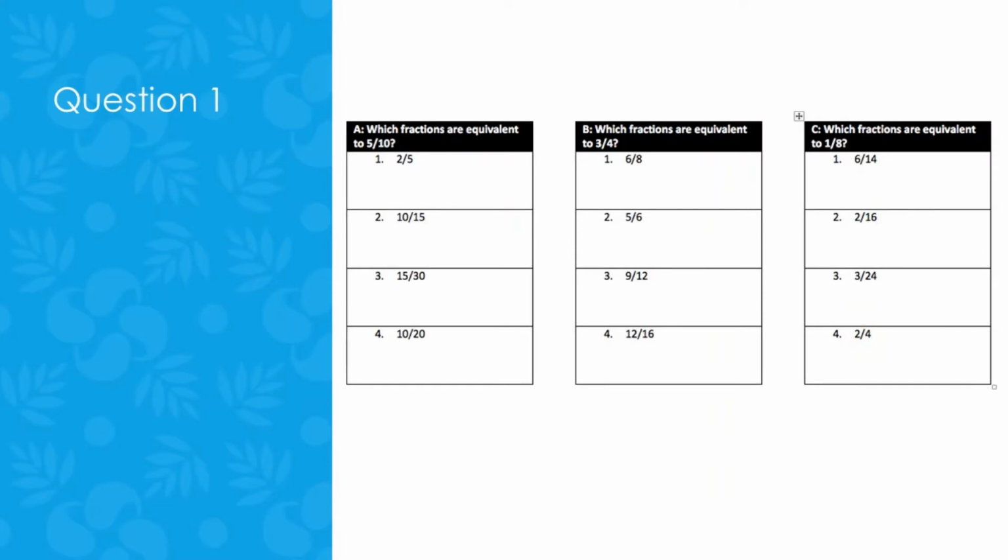Question 1 has 3 parts. In each part, you're given a fraction. For part A, that fraction is 5/10. Your job is to find out which of the choices are equivalent to that given fraction. There may be more than one answer.